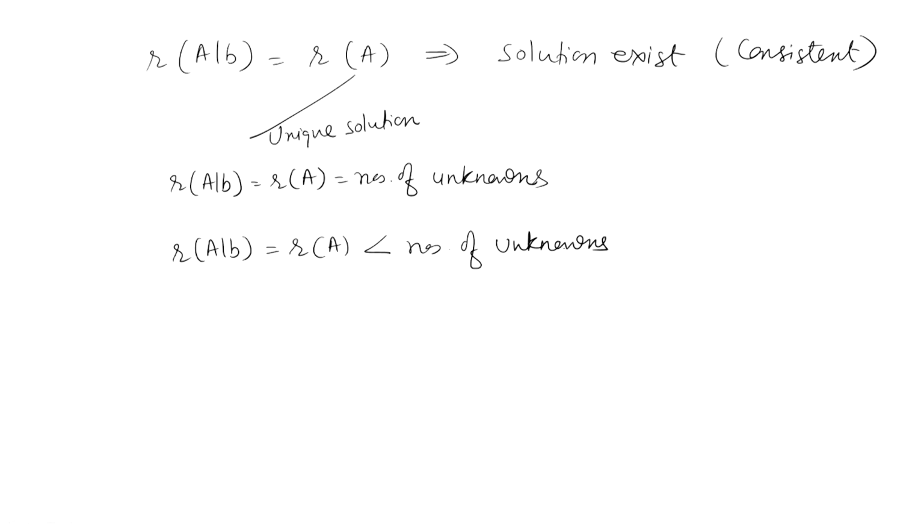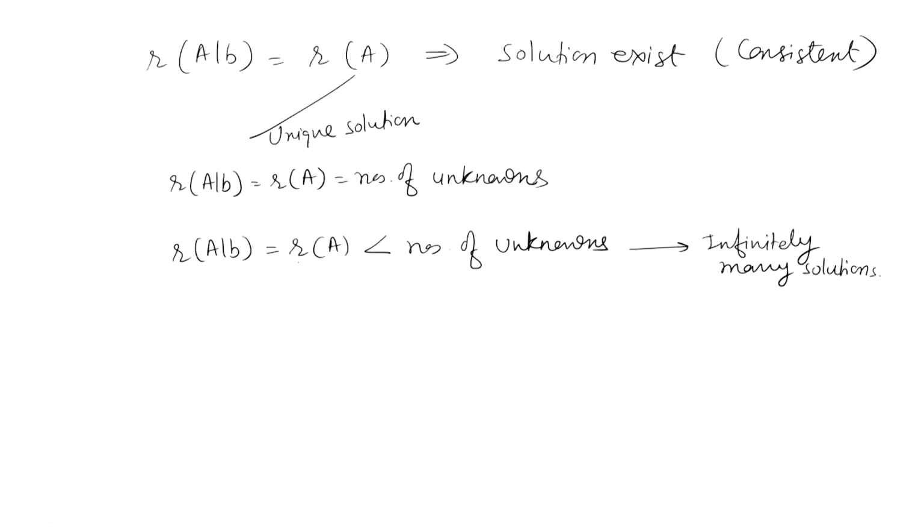Then it will be having infinitely many solutions. The reason is very simple. You see, if the rank of A and the rank of the augmented matrix are the same, and it represents the number of linearly independent equations, and if they are less than the number of unknowns, this means equations are less and unknowns are more. Number of linearly independent equations are less and number of unknowns are more, this means infinitely many solutions.